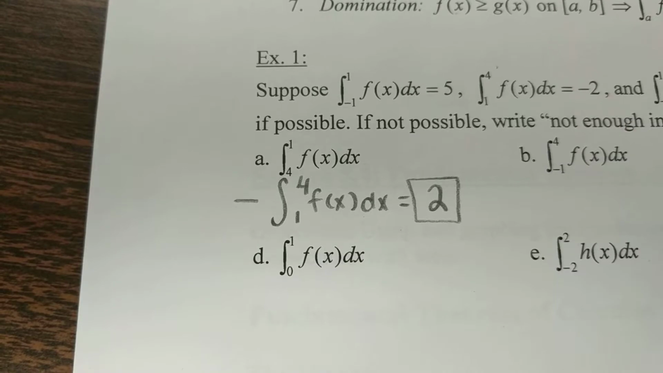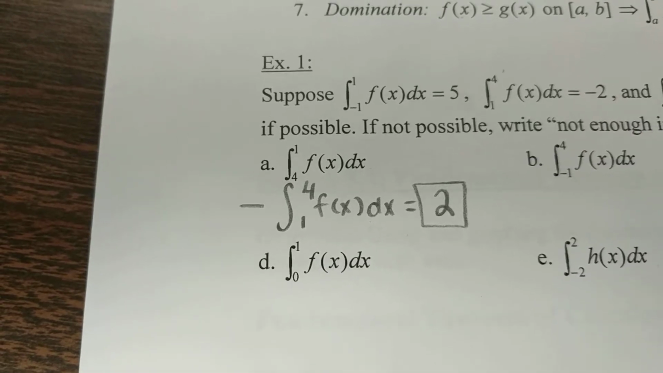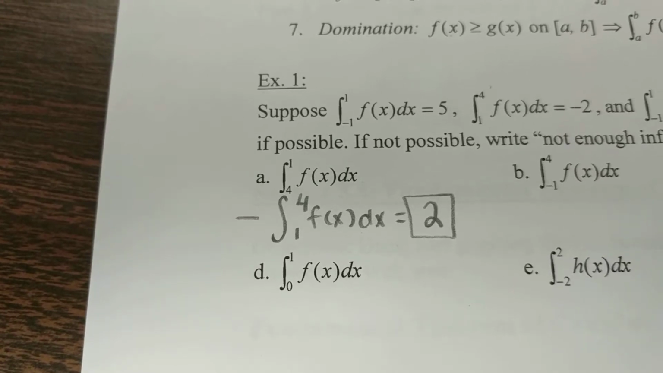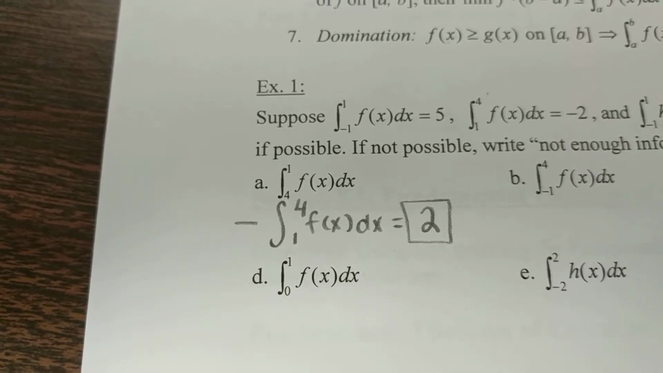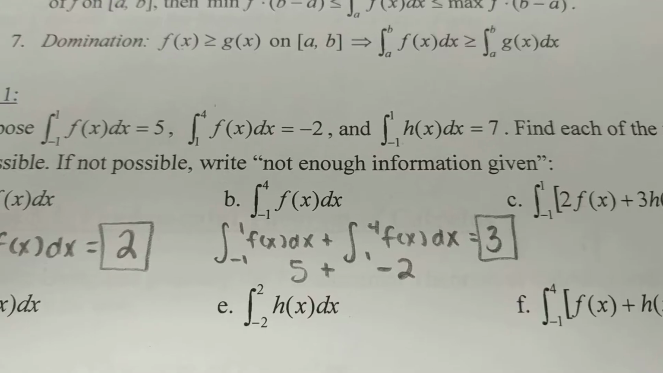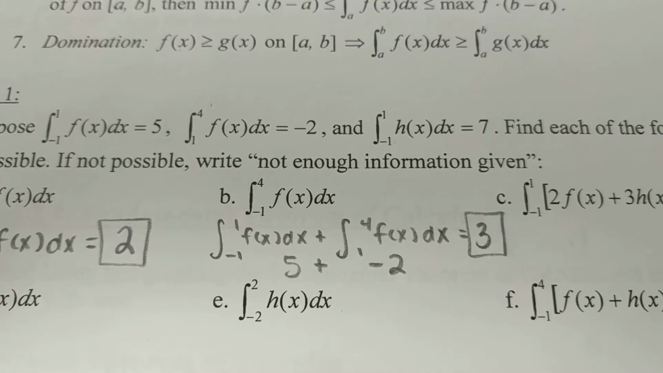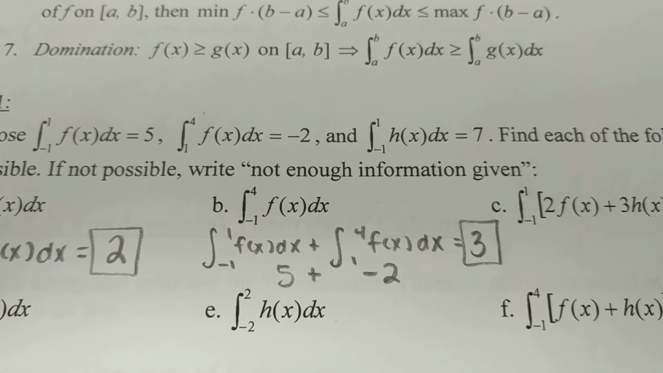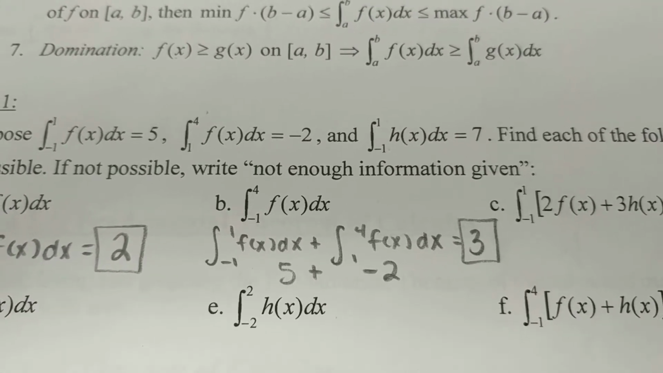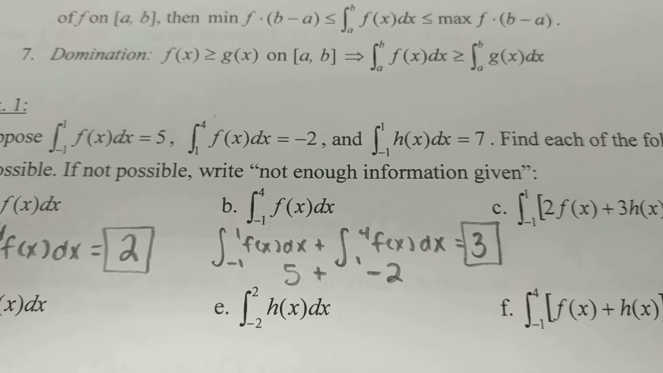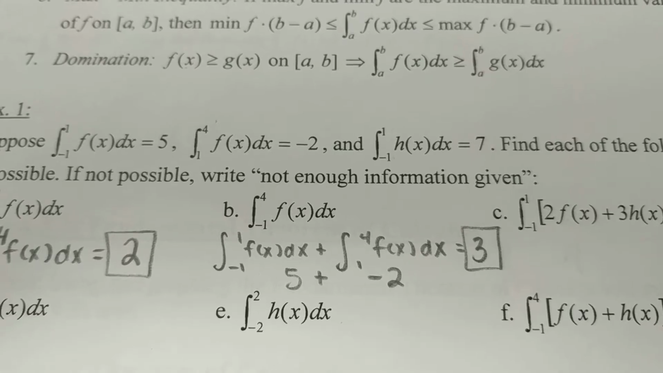On letter A, they had the order switched. So we had to switch the order back the way it's supposed to be, and you make it negative. So the opposite of -2 is +2. Now try B. For part B, I used the additivity property, the transitive property. From -1 to 1 plus 1 to 4 gives us an area of 5 plus -2, which is 3. Go ahead and try part C.